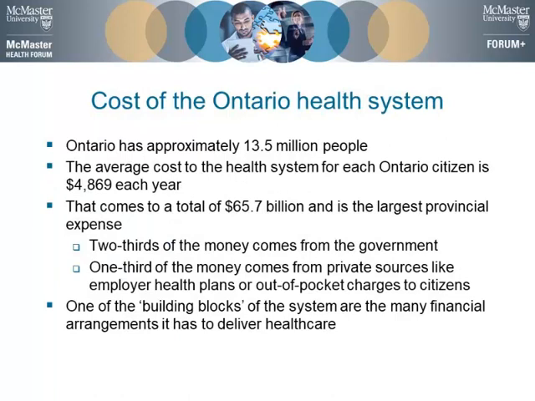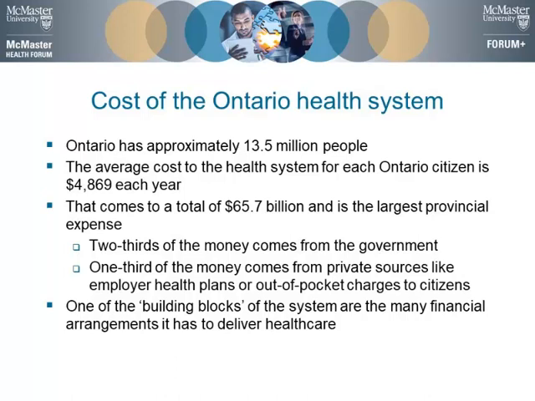Ontario has approximately 13.5 million people. The average cost to the health system for each Ontario citizen is $4,869 each year. That comes to a total of $65.7 billion and is the largest provincial expense. 2/3 of the money comes from the government. 1/3 of the money comes from private sources like employer health plans or out-of-pocket charges to citizens.